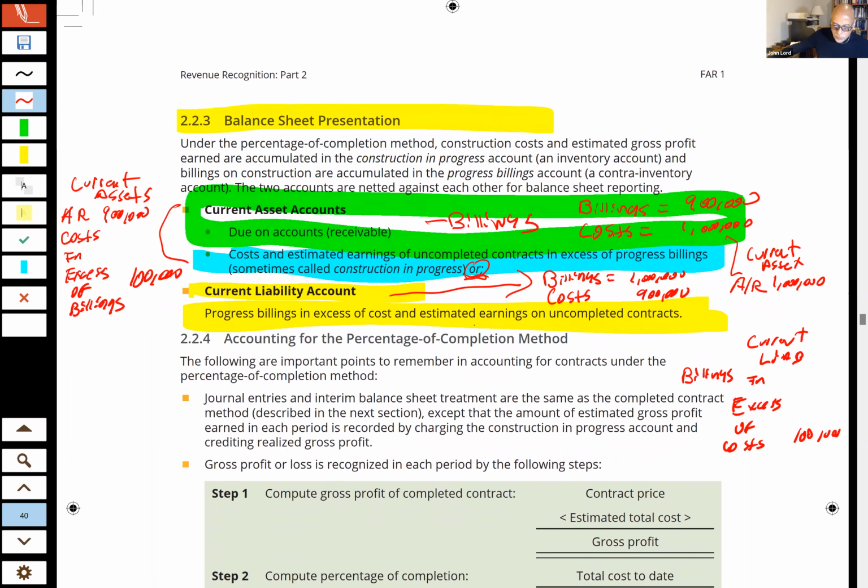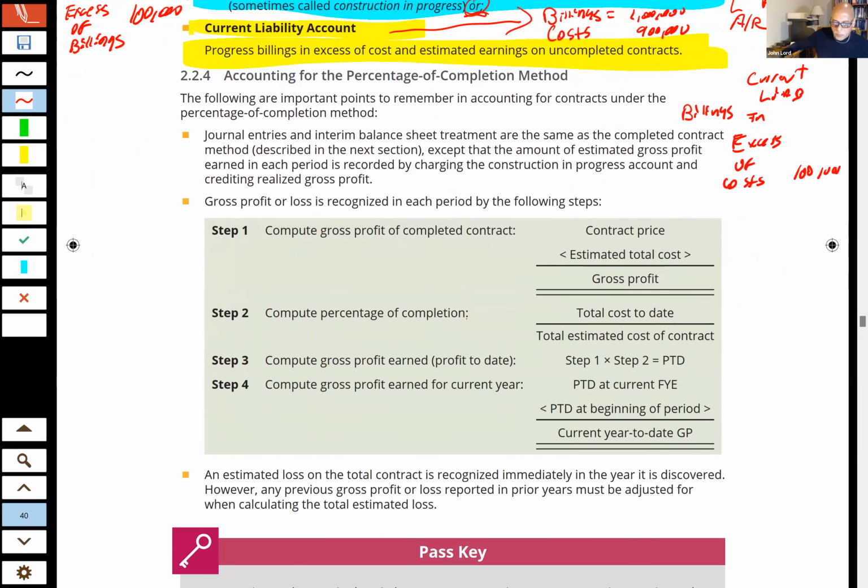Okay. Now you come over and we give you the step method. Okay. And this is what you flashcard and use for the CPA exam. And guys, this is tried and true for answering all the percentage of completion construction contract questions on the CPA exam. Okay. So first thing, what's the profit? The question will give you the contract price. The question will give you the estimated total cost. That'll give you the gross profit.